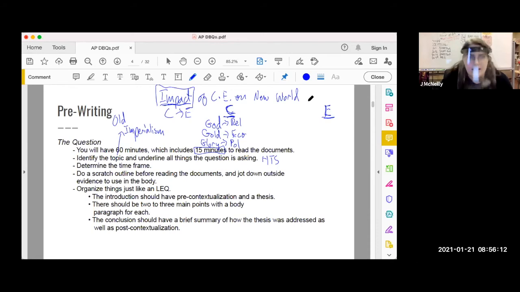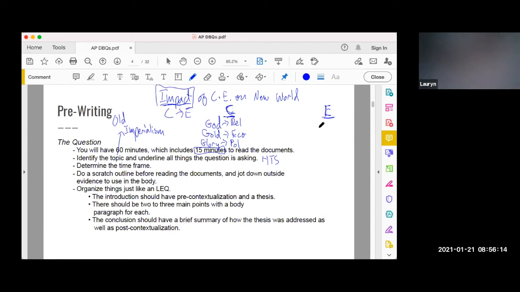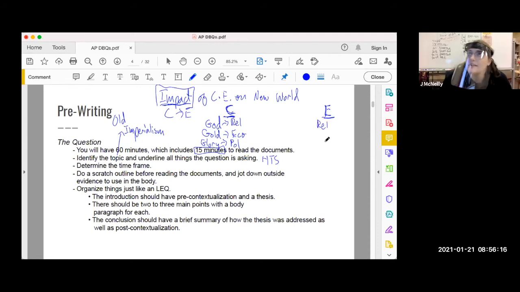Religious effect. Good, religious effect. What happened to the Native American religions? They were wiped out, replaced by what religion? Catholicism. Demographic effects, good, Nikhil. That is a big one, okay? Because demographic just means population.